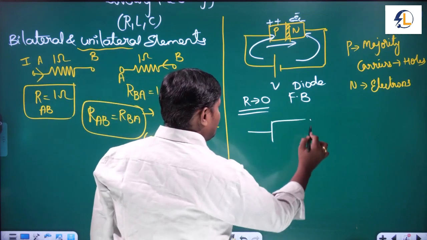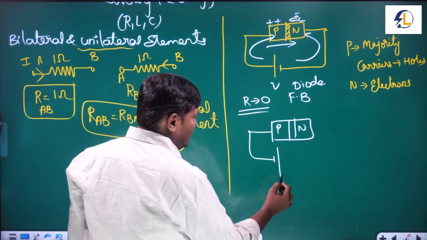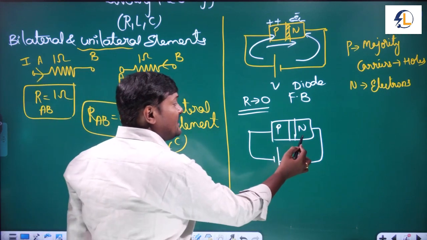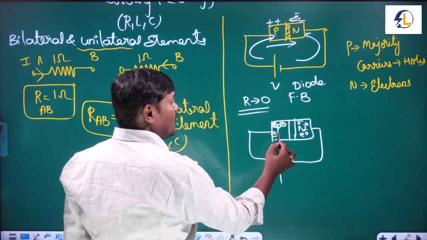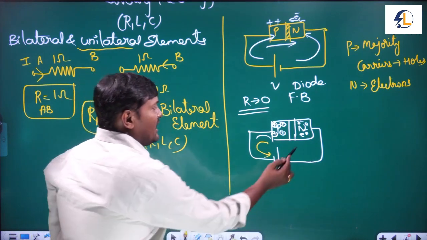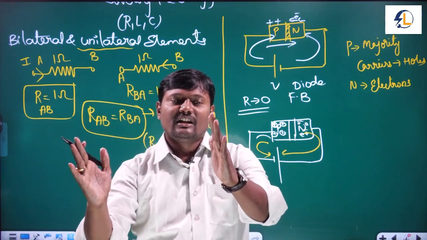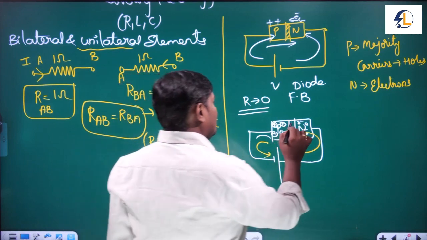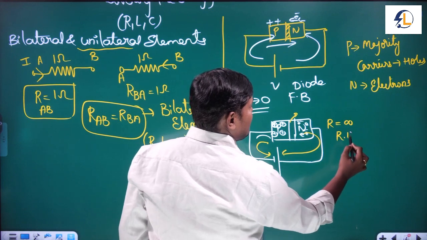Suppose the supply is reversed now: P is given to the negative terminal of the battery and N is given to the positive terminal of the battery. The majority carriers in N are the electrons and the majority carriers in P are holes, and holes are attracted by the negative terminal of the battery and electrons are attracted by the positive terminal of the battery. Here a wall is there, holes are moving in this direction and electrons are moving in this direction. What will happen? The depletion layer will increase, then there is no current. Ideally there is no current, the resistance is infinity, then the diode is reverse biased.